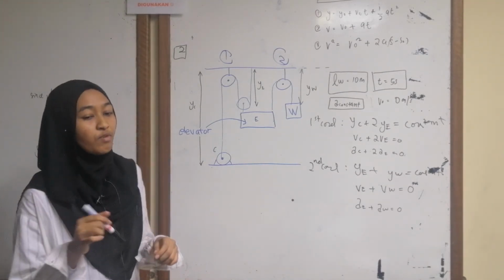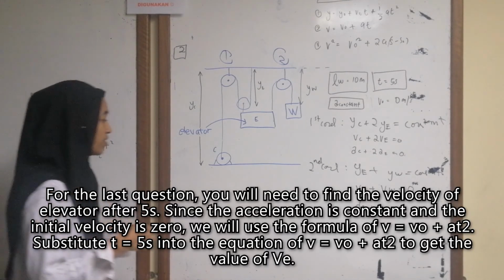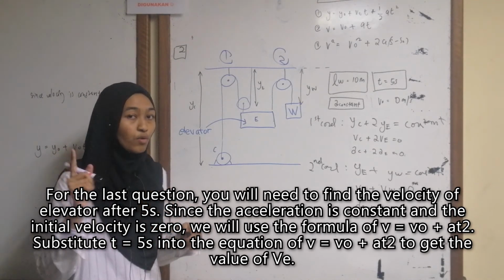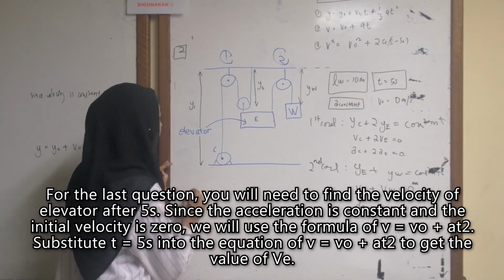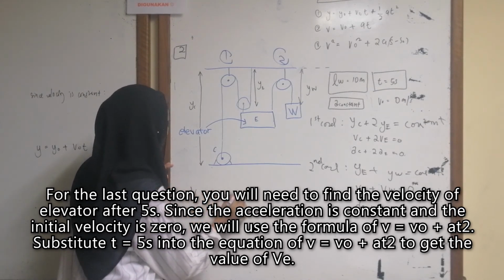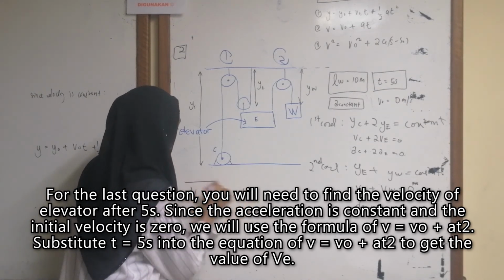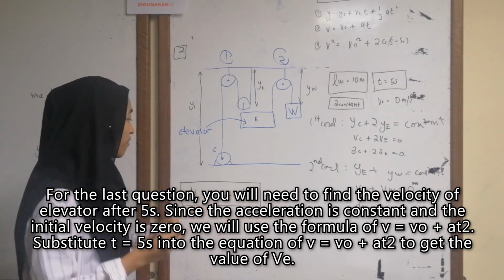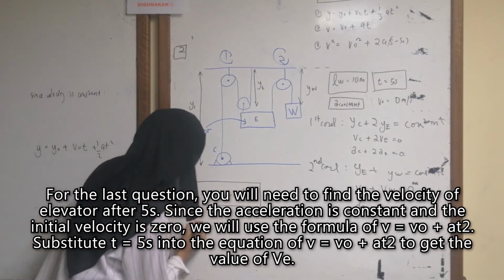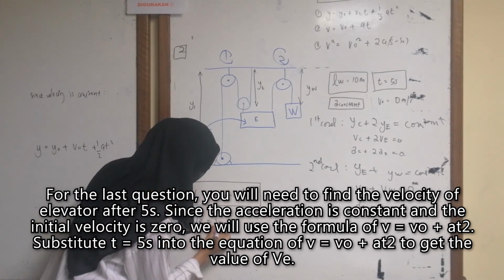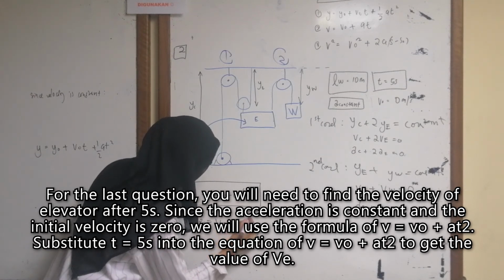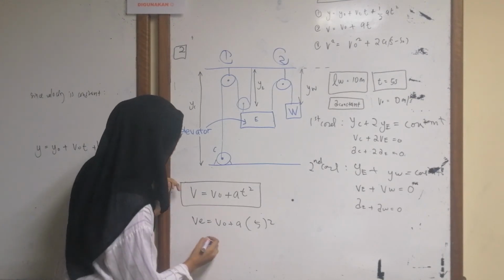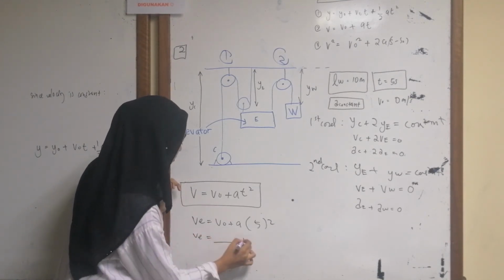For the last question, we will find the velocity of the elevator after 5 seconds. Since the acceleration is constant and V naught is 0, we will use this formula, V equal to V naught plus AT. We will use this formula to find the velocity after 5 seconds, which is VE equal to V naught plus A times 5 seconds. Then you will find the velocity of the elevator.